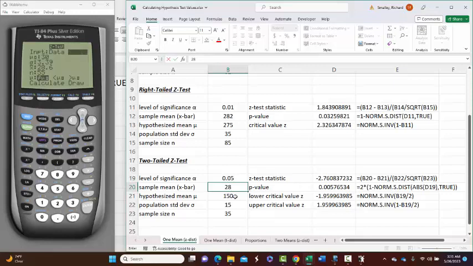The sample mean was 28.6. The hypothesized mean was 30. The population standard deviation was 3.39. The sample size is 55. So there's the negative 3.062.